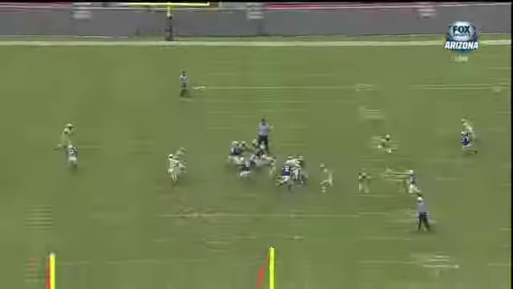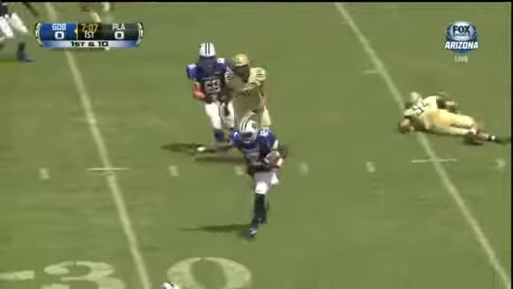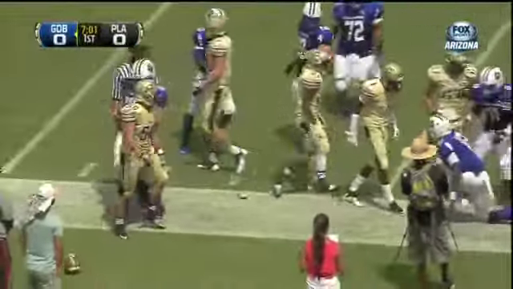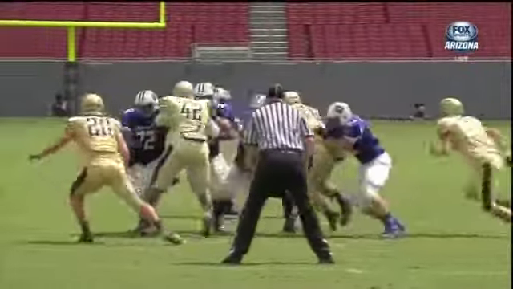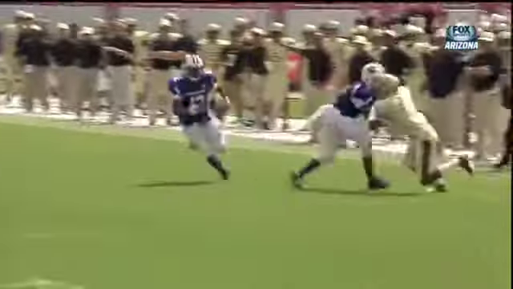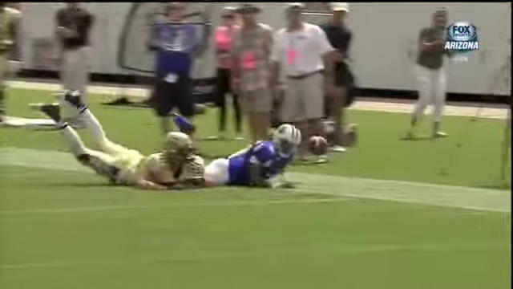Play number 19 is an example of a hit on a runner that would not be considered targeting. And we're going to see here a defender attempt to make a legal tackle, and he's going to lead with his shoulder into the shoulder of the runner. He also keeps his helmet to the side. This is excellent form and a completely legal play.